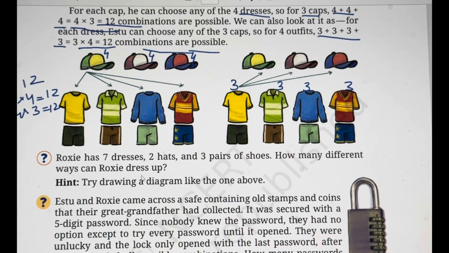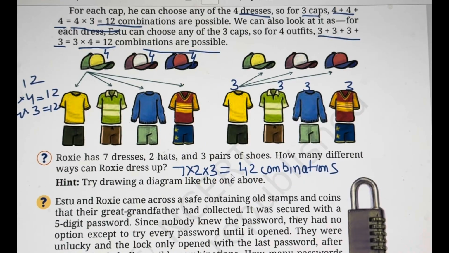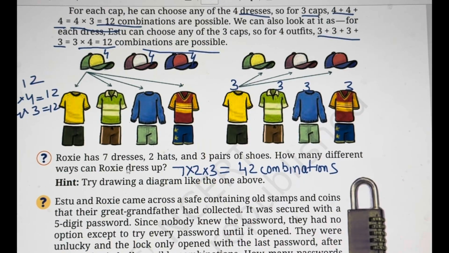Now the same thing, let us check by multiplying. I told you that you can simply multiply the numbers. So Roxy has 7 dresses, so 7 into 2 into 3. So 7 2s are 14, 14 3s are 42 combinations are possible. So we understood it through a diagram as well as by simply multiplying the numbers of the different types of items like dresses, hats, and 3 pairs of shoes.